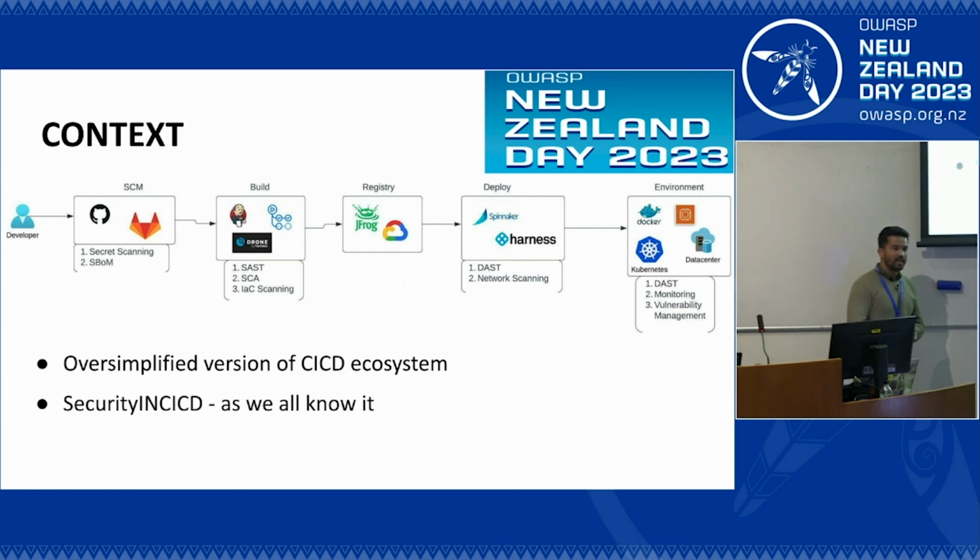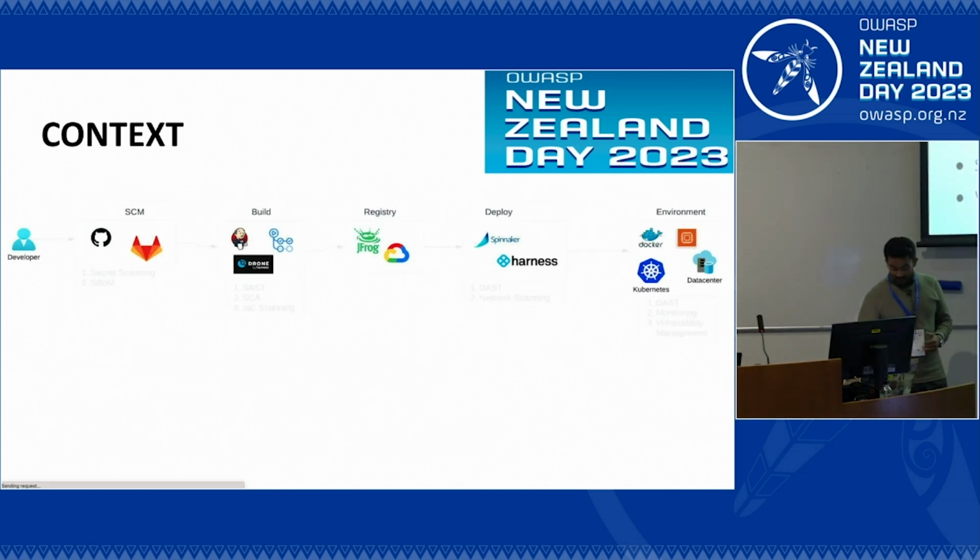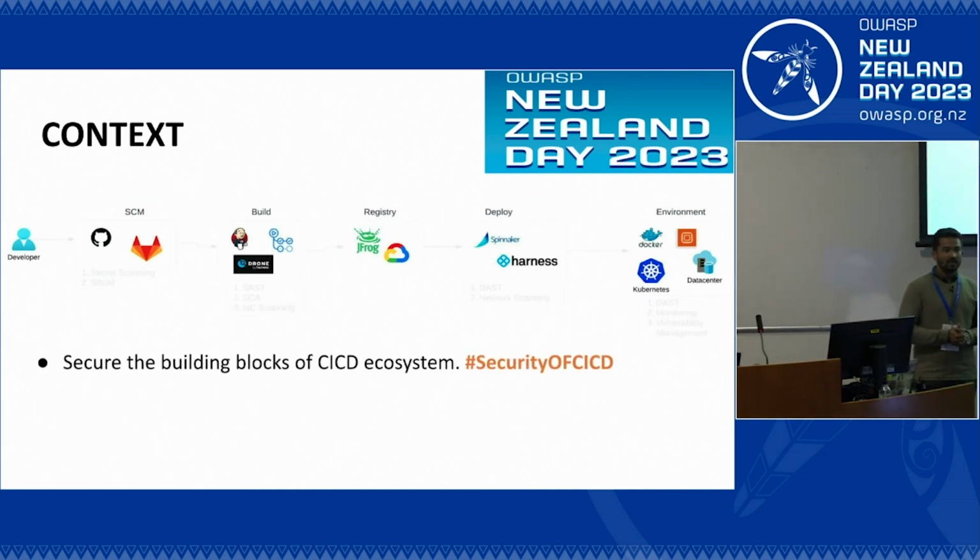And as a software developing company, we should have a security check embedded into each and every phase of the software development lifecycle. We call it security in CI/CD, as we all know it. A great topic, but today I'm not going to talk about that. Today, I'm going to talk about securing the building blocks of that CI/CD ecosystem.